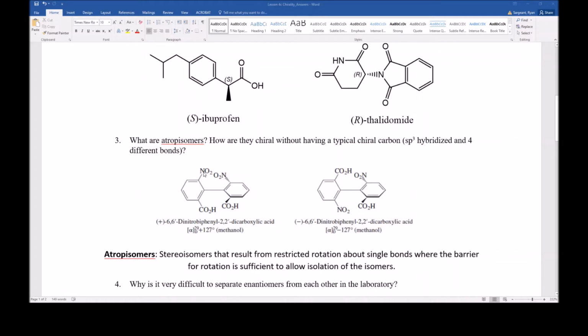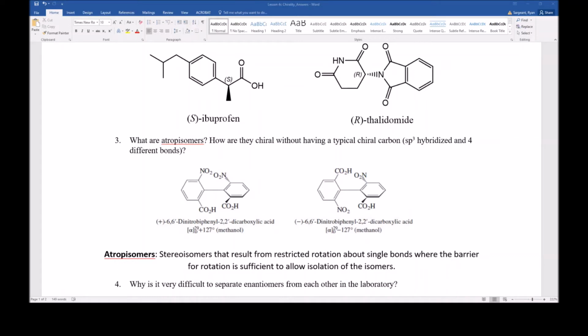Next topic. A happier topic, perhaps. These are called, I've never heard this pronounced, so I'm guessing, atropisomers. A means without, and trope means turn. And so this is without turning isomers. These are a different type of isomer. And so earlier when I showed you the Venn diagram that referred to stereoisomers as being either enantiomers or diastereomers, there was a little lie in there that there are these things called atropisomers.